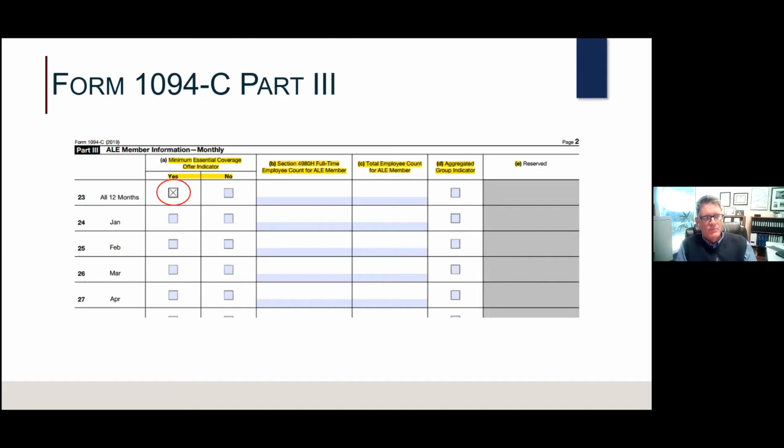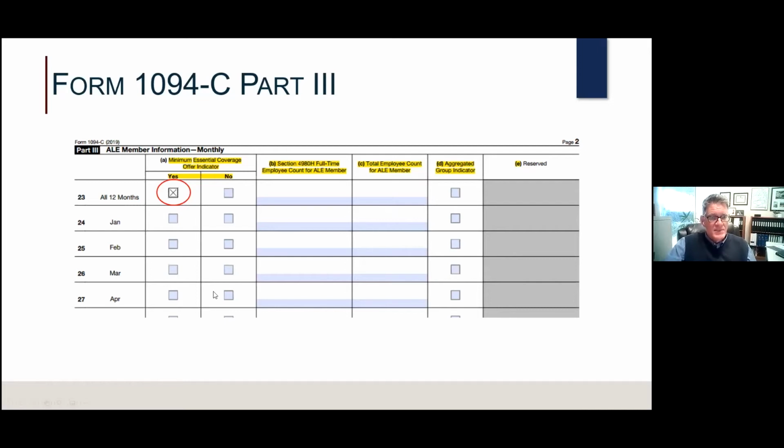And the primary errors that I see in ACA reporting from third-party vendors is where these indicators say no for certain months because of inaccurate HR data that's in the system. The second this says no for any month, and any employee ends up at Covered California for subsidized coverage, you're guaranteed a penalty notice from the IRS.